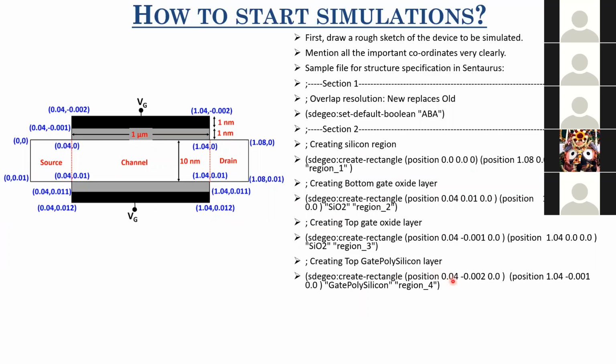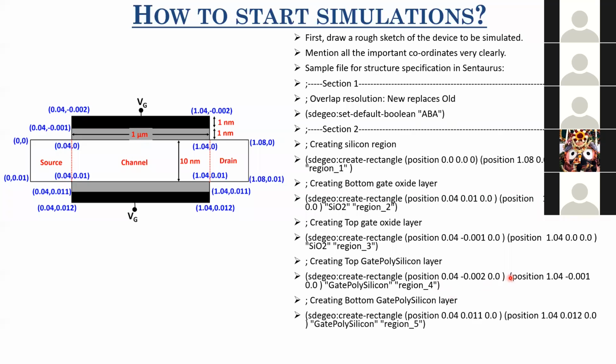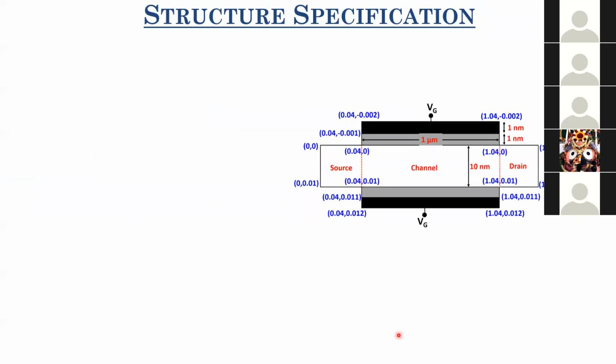Then one coordinate is 0.04 minus 0.002, which is this. The other coordinate is this, which is 1.04 minus 0.001. And then we define it as gate polysilicon and we name it region 4. Similarly, we define all the regions of this device. So here we have one silicon region, two oxide regions, and two polysilicon gate regions, so we have a total of 5 regions, right?